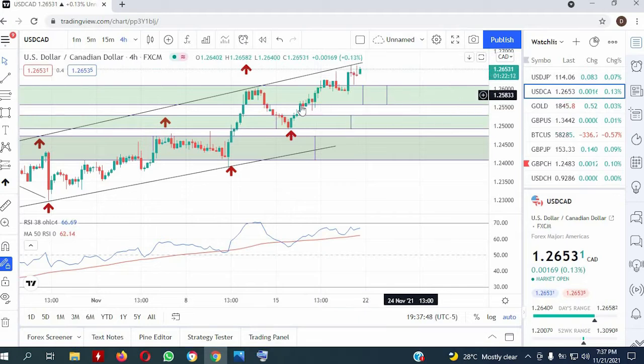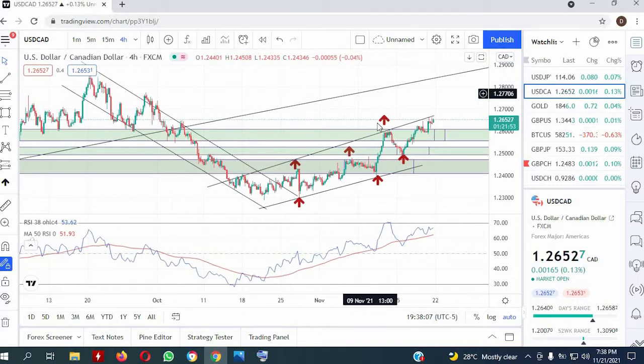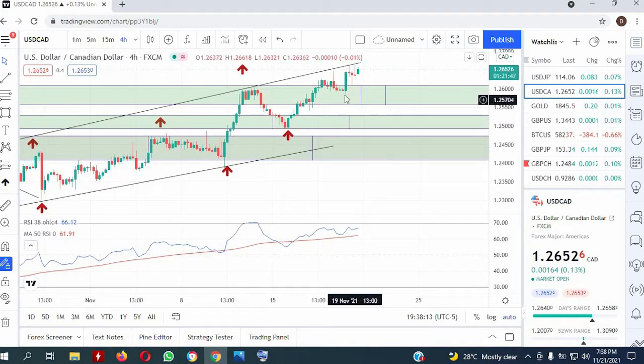For this week, the USD CAD already pulled back into this area for support. So the USD CAD is expected to push further up and then possibly come back into this area for support. If the USD CAD fails to push further up, it will pull back and come back into this area for support.